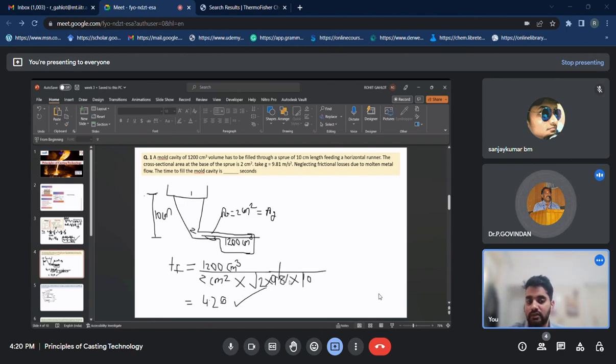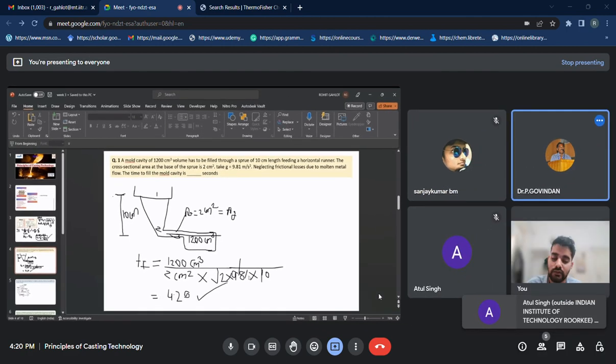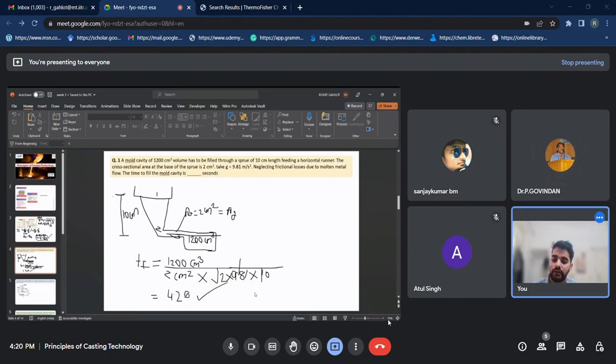You are not converting into centimeters? I am taking it as 981 centimeter per second squared. Right, okay. 981 centimeter per second squared.